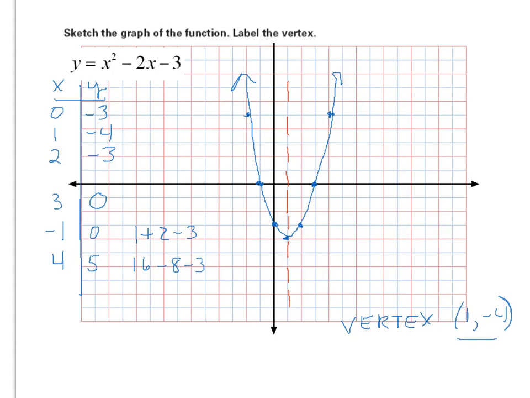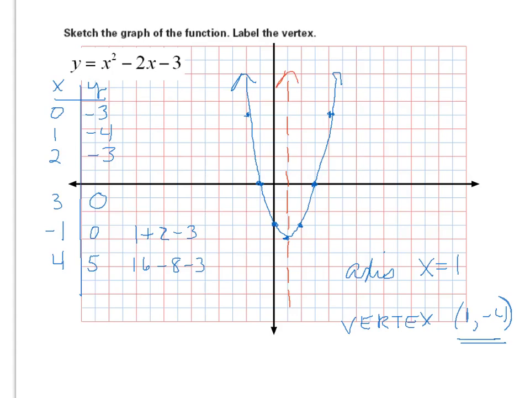So the vertex we had was 1, negative 4. The axis of symmetry, what's the equation of that? So look at that in a moment. What would be the equation of the axis of symmetry? Again, I dotted it in red there. So hopefully you came up with x equals 1. That would be the axis of symmetry.